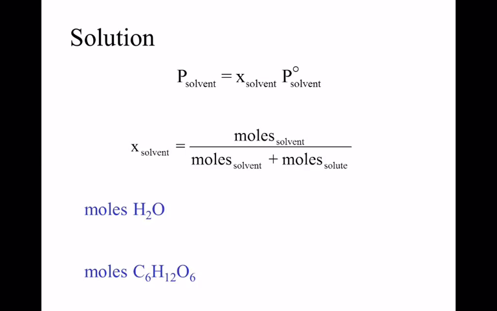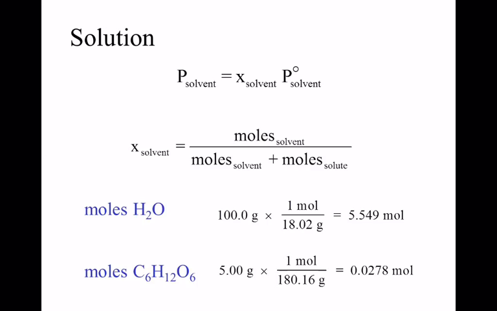Back to Chem 1, we know that we can go from mass to moles this way. For water, we take the 100 grams of water times 1 mole over 18.02 grams, the molar mass of water. You need to show that to me. Rounding to 4 significant figures, we've got 5.549 moles of H2O. You'd have to show me coming up with the molar mass of glucose, 180.16 grams per mole. So we take the mass of the solute, 5.00 grams, times 1 mole over 180.16 grams. Our grams will cancel, we'll be left with moles.